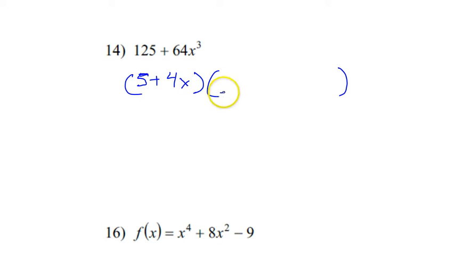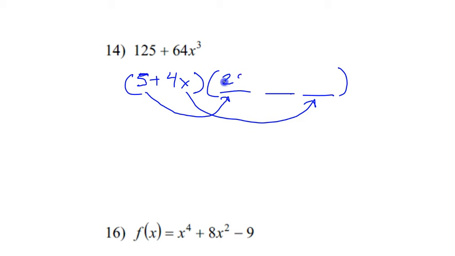Now a trinomial has a beginning, a middle, and an end. The beginning and end come from squaring these two things. So if I take 5 and square it, that gives me 25. If I take 4x and square it, that's going to give me 16, and put plus 16x squared. Don't forget to square that x. Now, the middle comes from multiplying these two together. So I'm going to get 20x.